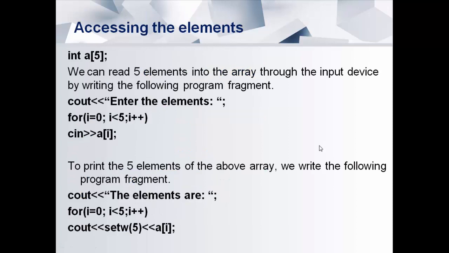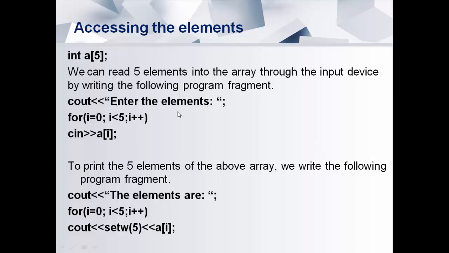Next, how to access the elements of an array. I am taking the same example here, int a[5]. We can read 5 elements into the array through the input device by writing the following program fragment. I am taking the array size as 5 with the array name a and the integer data type. This is the three-line code.